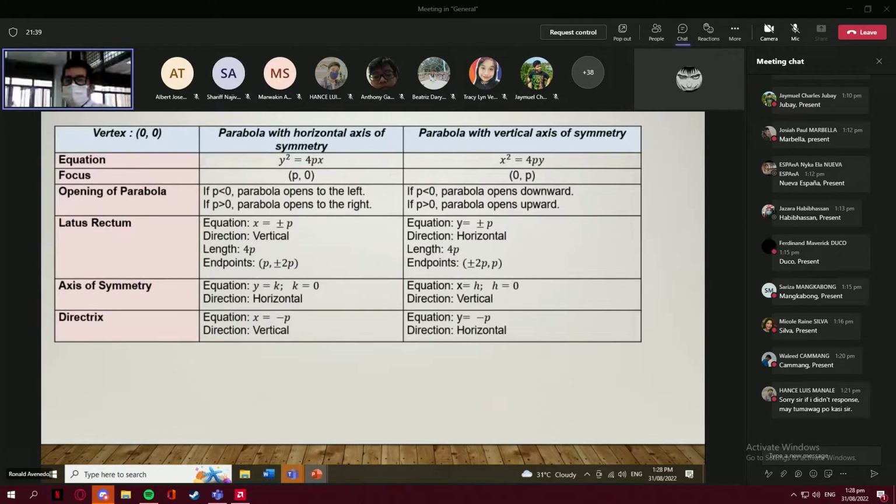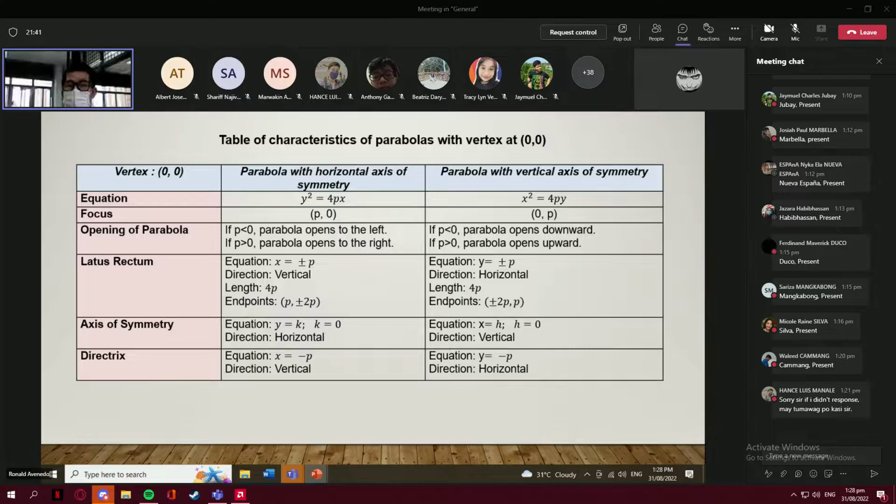This is very important. The table of characteristics of parabolas with vertex at 0, 0. Meaning to say, the parabola is in standard position for now. These are our first cases. The vertex of the parabola is the origin of the Cartesian plane, or 0, 0.